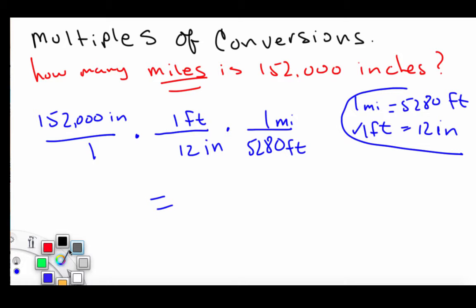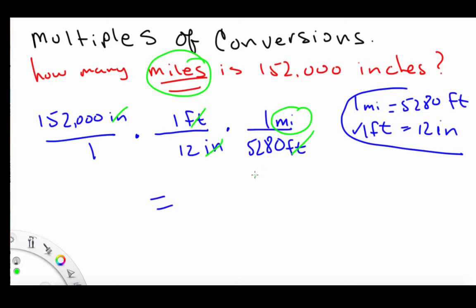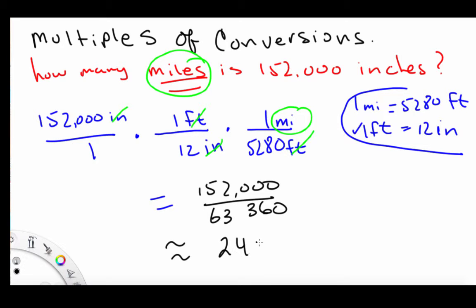Now let's cross cancel. We have inches here, done. We have feet here, done. Look what you notice. Mile is left over. Isn't that what we're trying to find at the end of the day? Yep. So let's multiply all the numerators. So we get 152,000 over 12 times 12 times 5,280 over... You should get 63,360. Now let's divide this. We should get an approximation of miles, try to get a whole number, 24 miles. Okay, so this should be your answer.